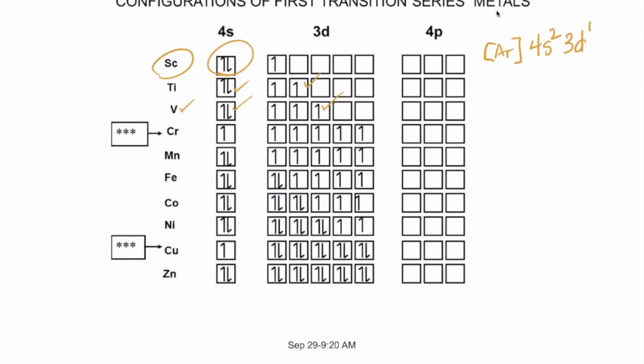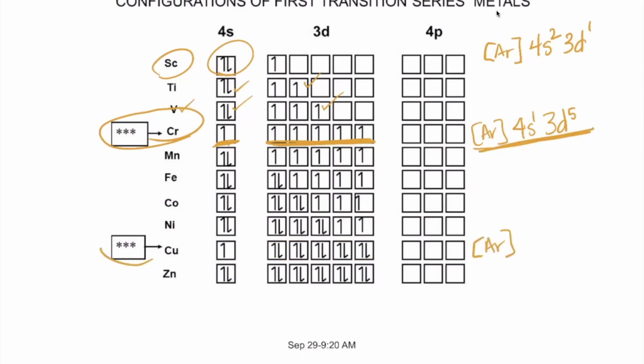In the next example, chromium, in order to half fill the d orbitals, we have access to that 1 electron that's in the 4s. So this one would be argon, and then we have 4s1, 3d5. That phenomenon happens whenever we have the d orbitals being half filled, and then it happens again when it becomes full. So for copper, we're going to have argon plus 4s1, 3d10.